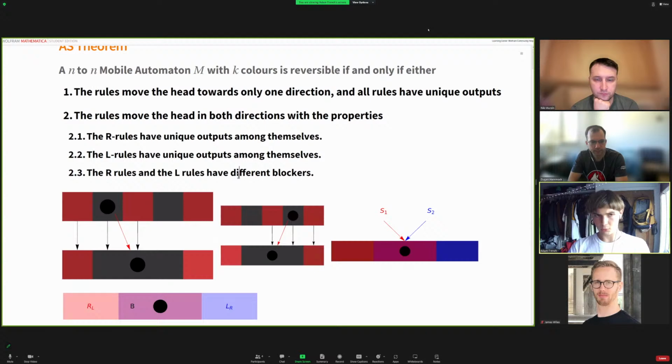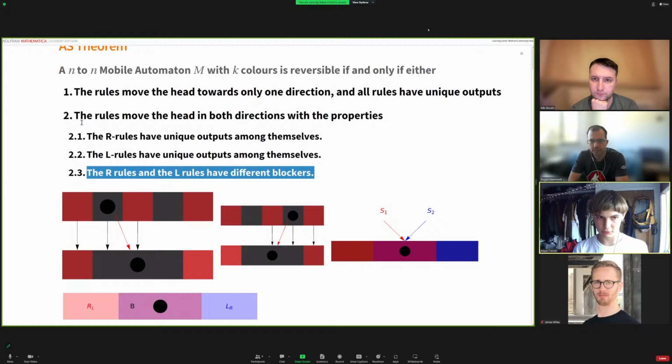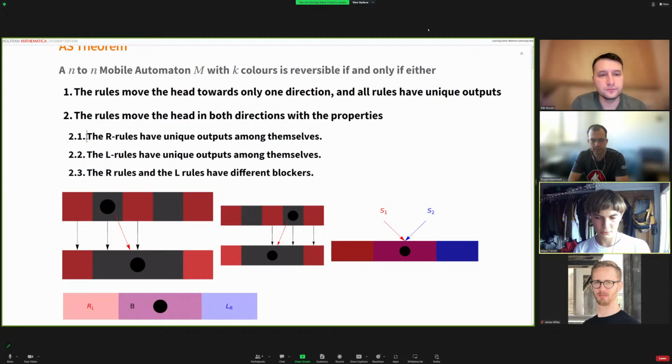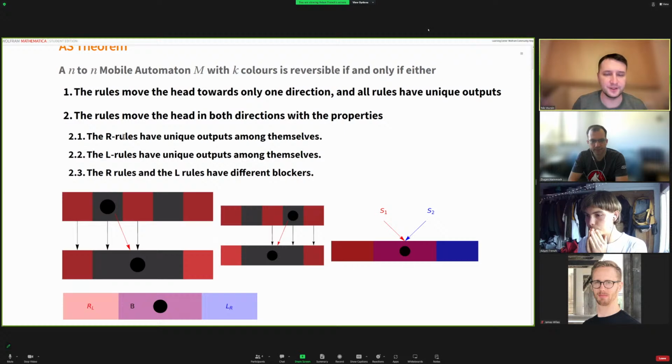This proof is written out in my community post, and it's proved to be an if and only if condition. So the mobile automata is reversible if and only if these three conditions hold. And the proof is laid out in my community post. Are there questions?